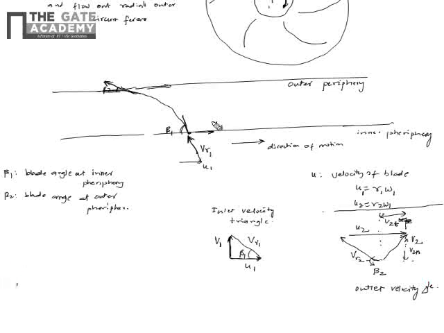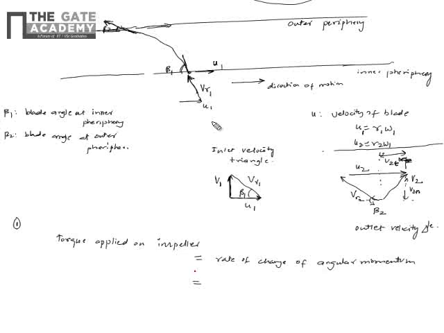A couple of important points here. First, the torque applied on the impeller basically changes the momentum, or imparts momentum to the fluid. So the torque applied on the impeller is the rate of change of angular momentum. This comes from your angular momentum equation. Just like force was the rate of change of linear momentum, torque is the rate of change of angular momentum.